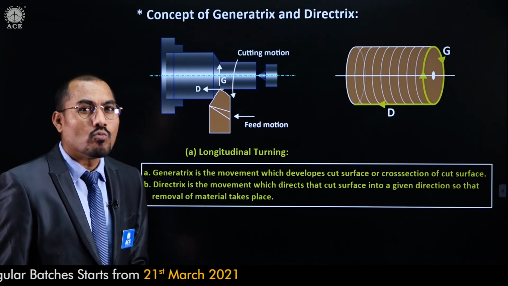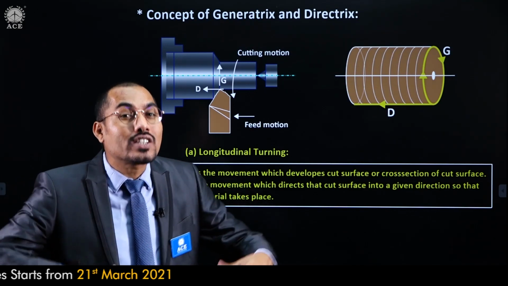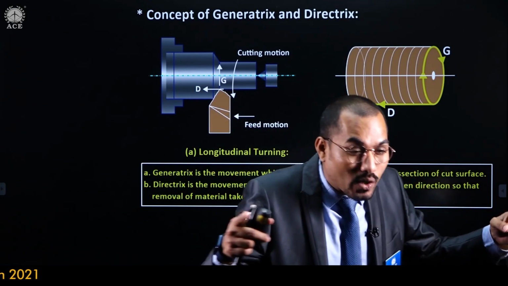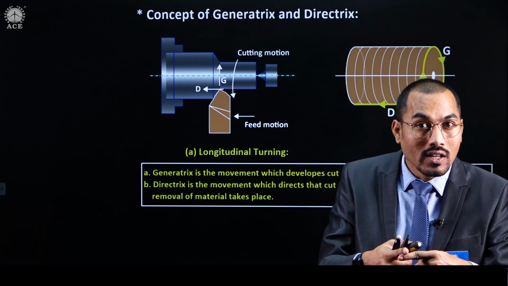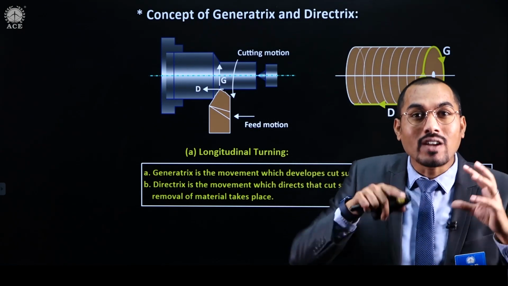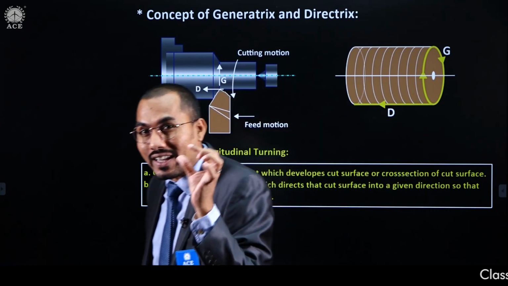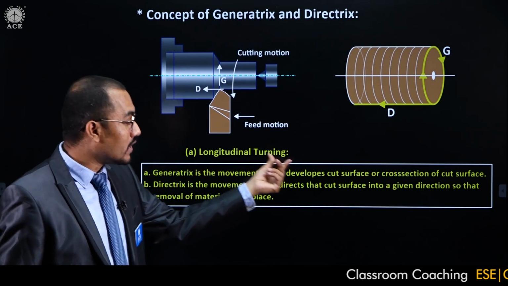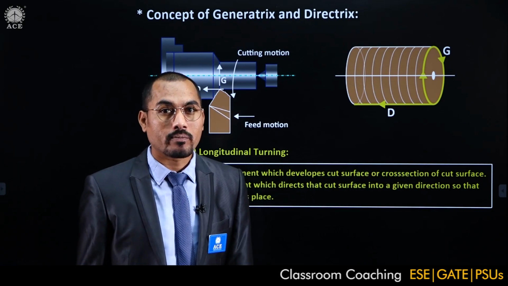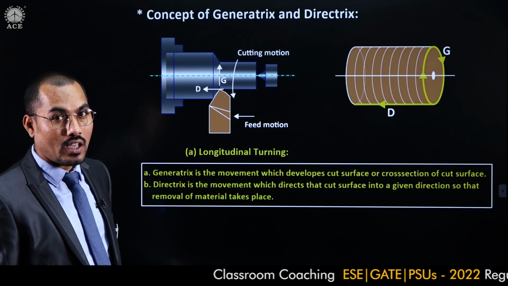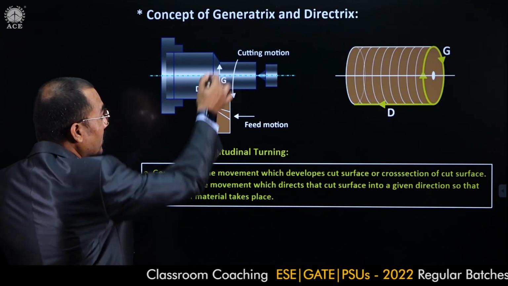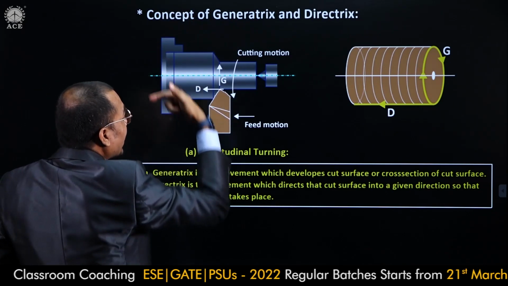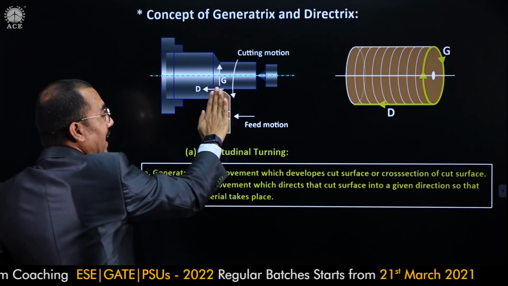A generatrix is the movement that generates the cross section of the cut surface during any machining operation. Because during any machining operation, when the tool is in contact with the workpiece, there are forces involved. These forces are responsible for removal of unwanted material, and a certain cross-sectional area of the cut is getting developed. Therefore, the generatrix is the movement which develops the cut surface or cross section of the cut surface. For example, in the turning operation, let's say this is my single point cutting tool, with principal cutting edge and auxiliary cutting edge. This is the top view. This is the cylindrical workpiece, rotating in the anti-clockwise direction, and now my tool is just engaged here.